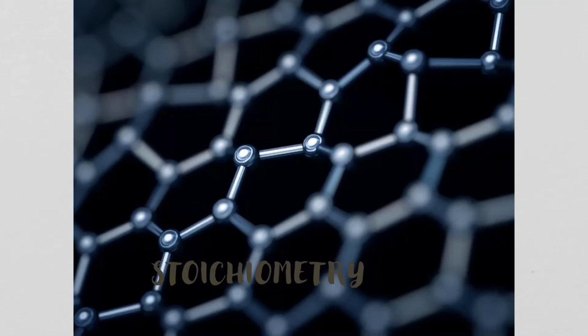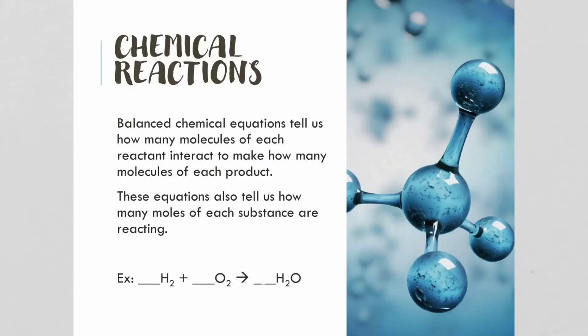In today's video lesson, we're going to learn about stoichiometry and how that relates to the mole and how it relates to balanced chemical equations. Balanced chemical equations tell us how many molecules of each reactant are interacting to make how many molecules of each product, but this also holds true for the mole. So the coefficients in a balanced chemical equation tell you how many moles of each reactant and product are interacting.